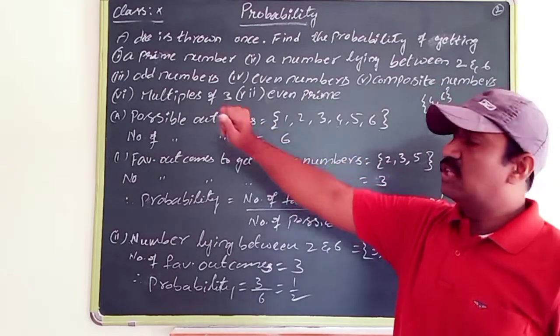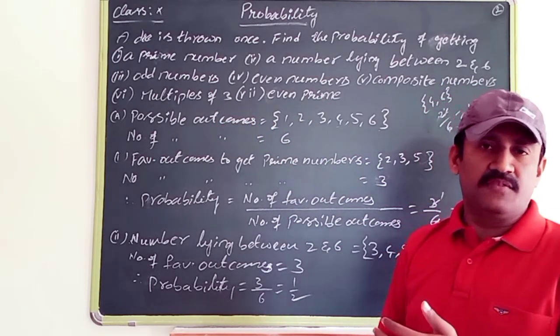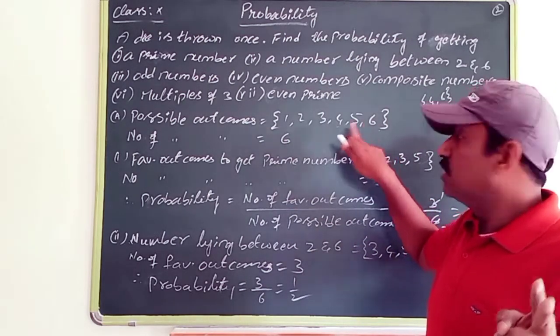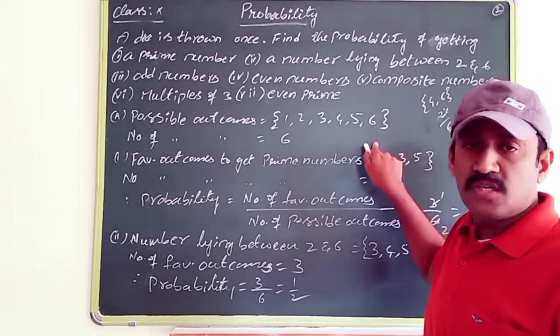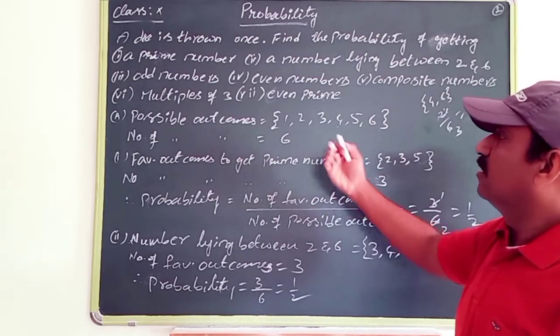So next, multiples of 3. What are the multiples of 3? 3 is a multiple of 3, right? 3 ones are 3 and 3 twos are 6. These two numbers we can take here as the favorable outcomes to get a multiple of 3.